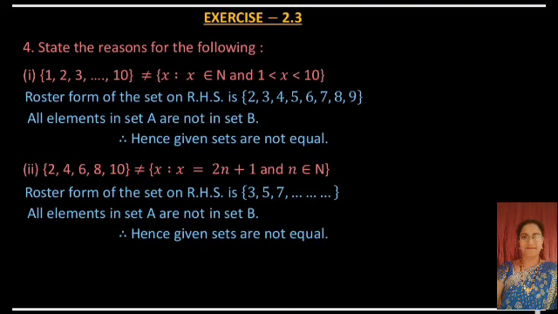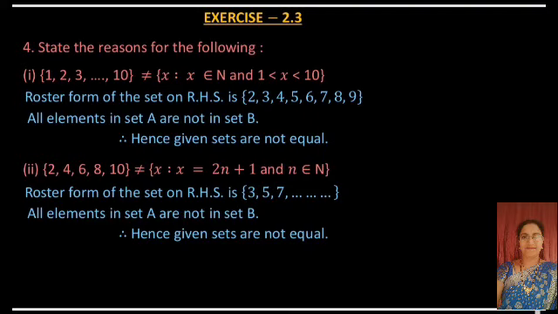Next, set of 2, 4, 6, 8, 10 is not equal to set of x such that x is equal to 2n plus 1 and n belongs to N. If you write the roster form of the RHS, what is the condition? The x value is in the form of 2n plus 1. So if you take n is equal to 1, n is equal to 2, n is equal to 3, then we get the first one as 3, the second one as 5, and so on.